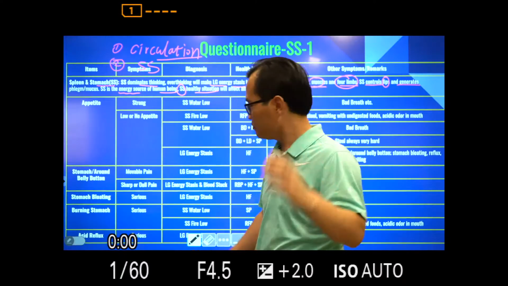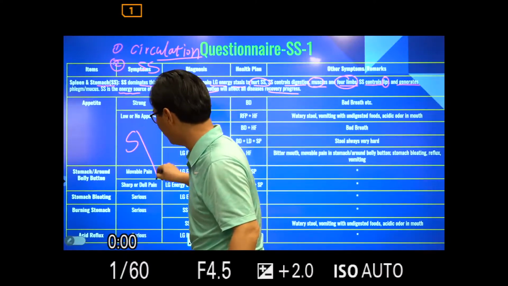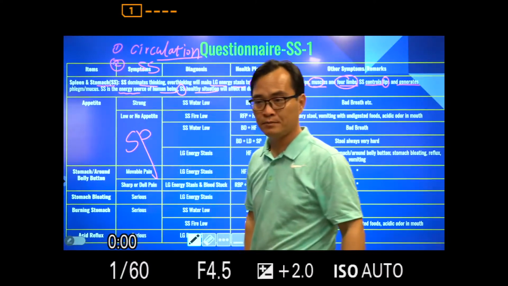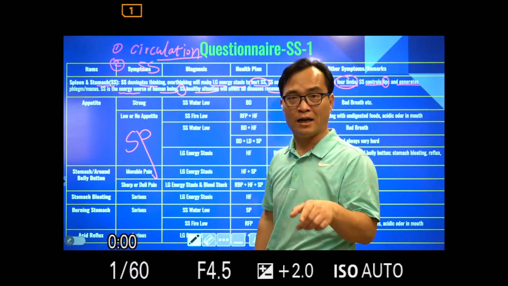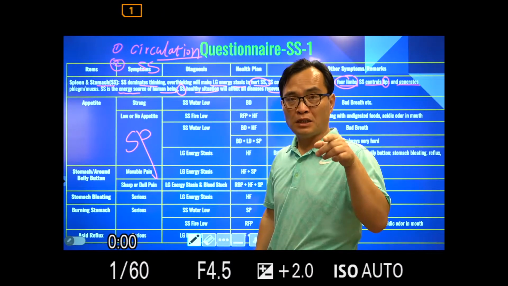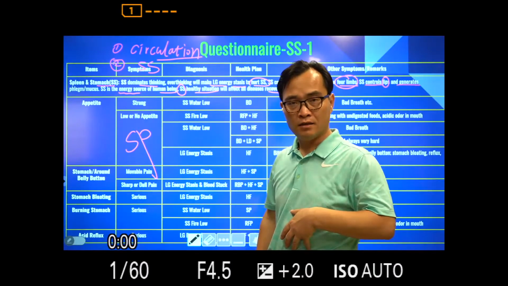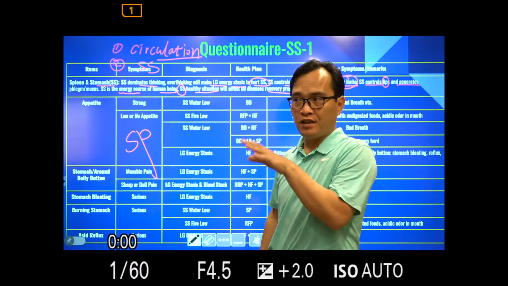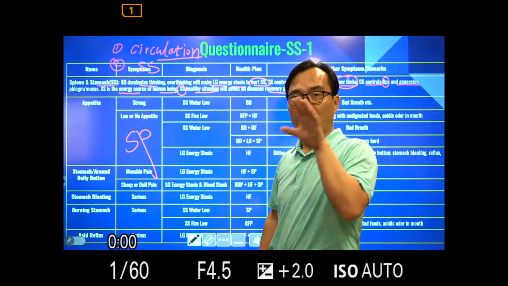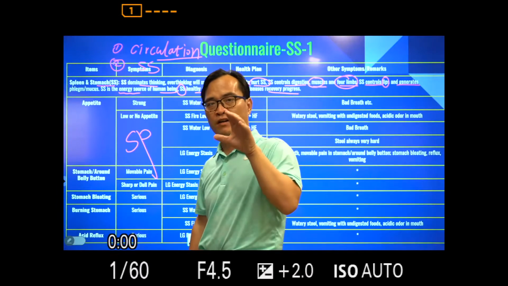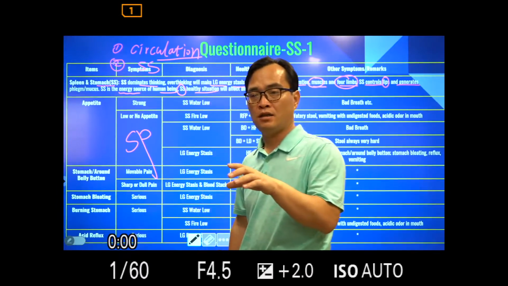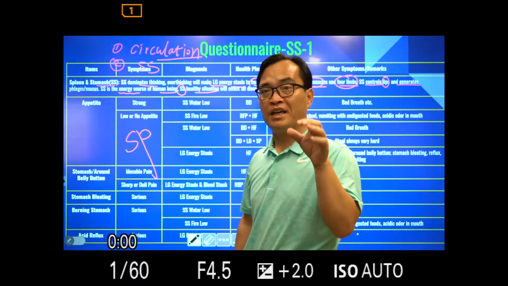Generally, remember Stomach Plus, SP. Stomach Plus protects the stomach, especially for people whose stomach is weak. If you see this kind of client, they have a very weak SS system. They have very weak stomach function, and you have to make it strong.